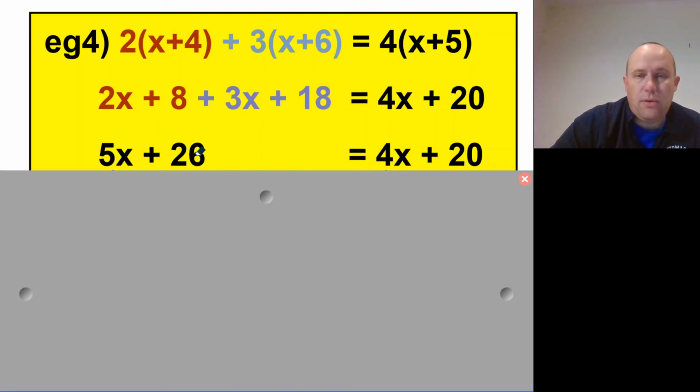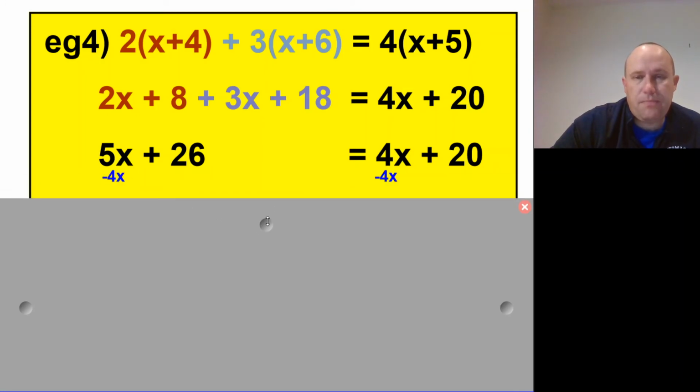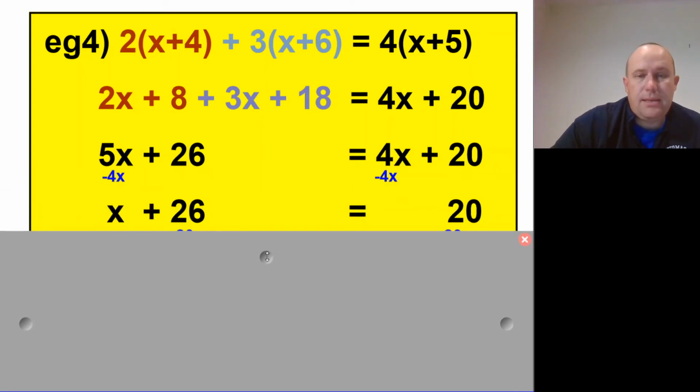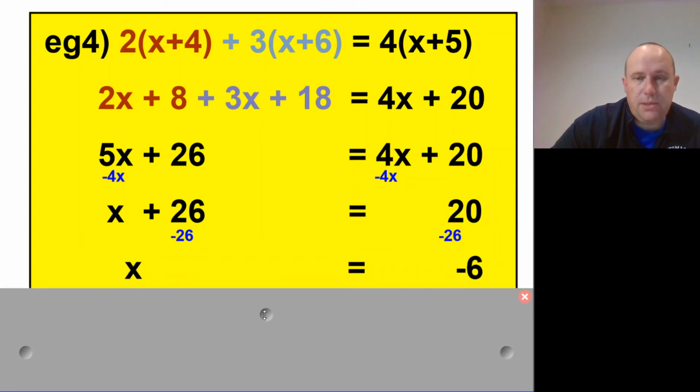So we can move the 4x across to the left by doing the opposite. Take away 4x. And instead of adding 26, you can take away 26. And actually, this one stops at this point as well, because when we did 5 take away 4, we just got 1x. So once it's x, that's actually the answer for this one.